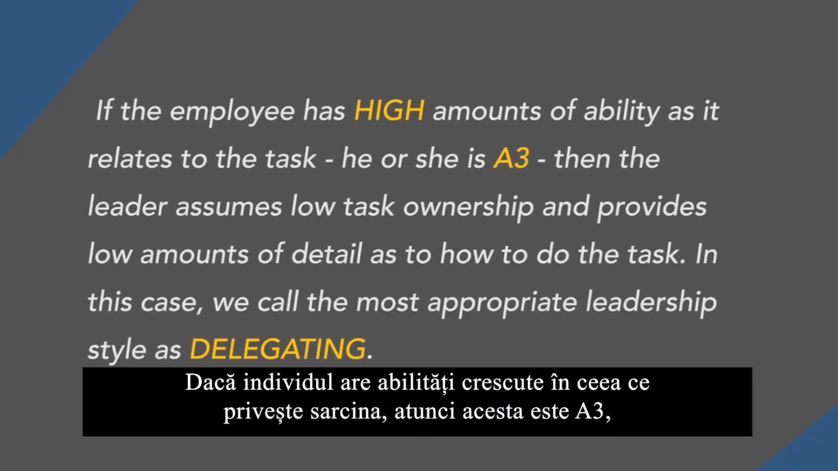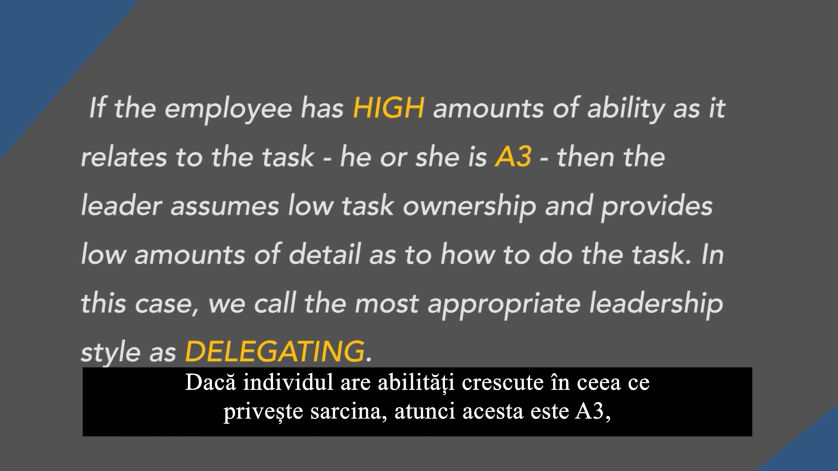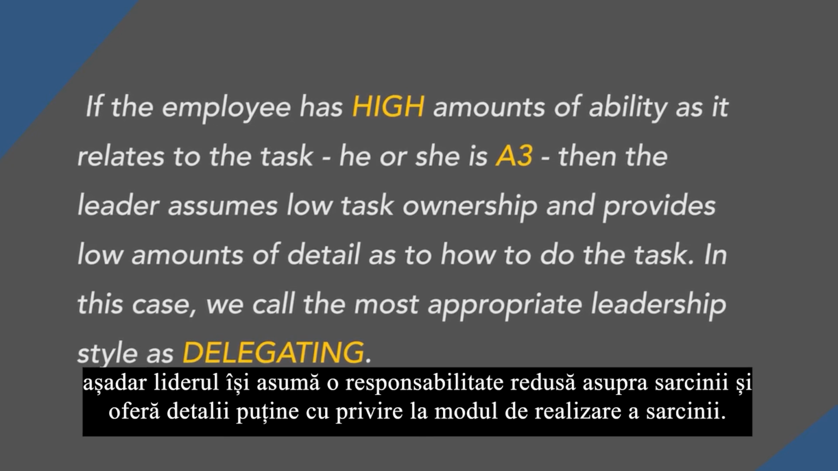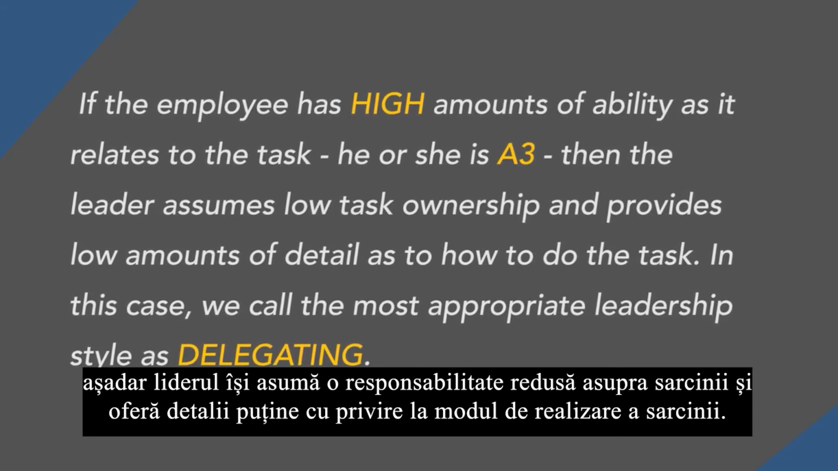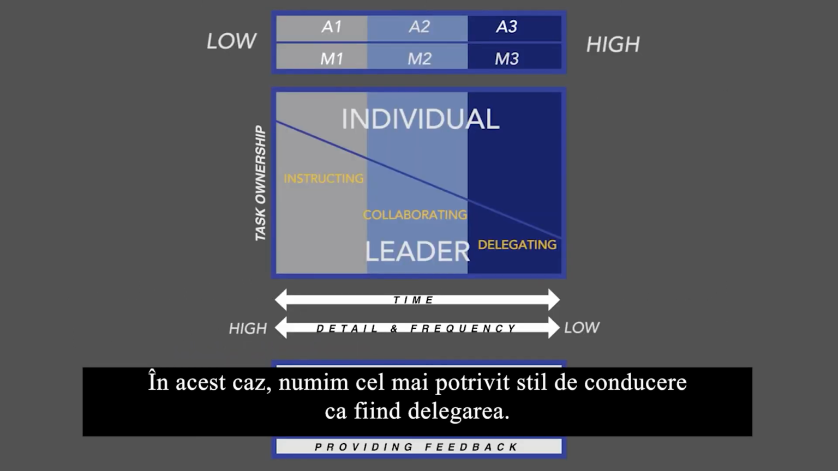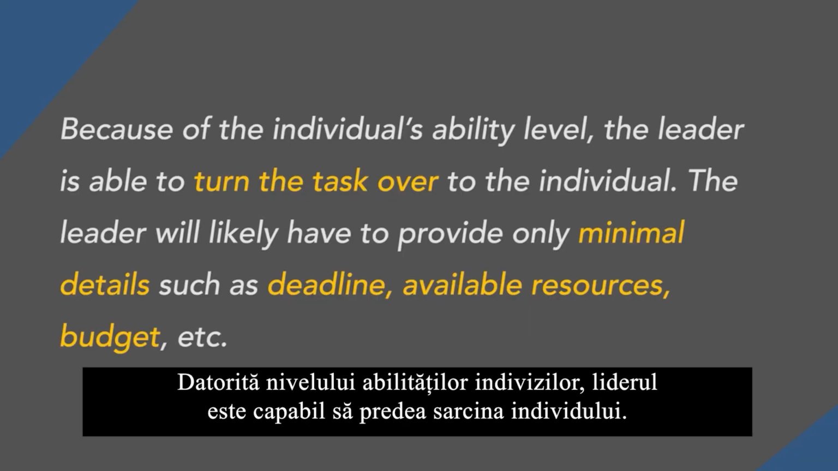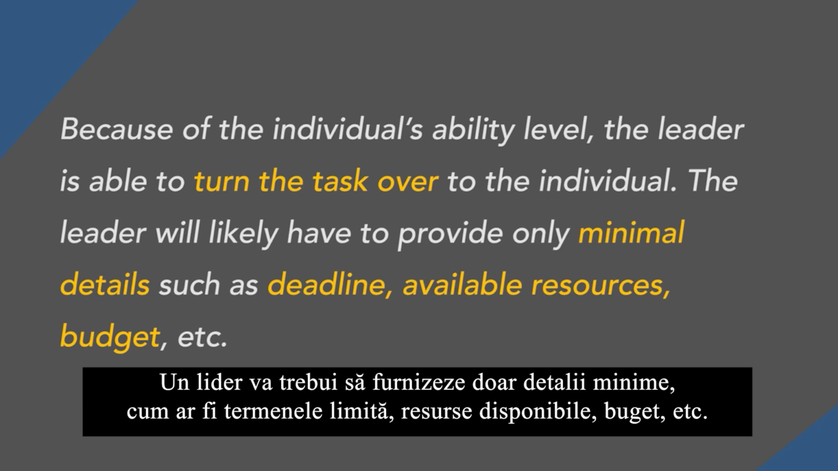If the individual has high amounts of ability as it relates to the task, well then he or she is A3, then the leader assumes low task ownership and provides low amounts of detail as to how to do the task. In this case, we call the most appropriate leadership style delegating. Because of the individual's ability level, the leader is able to turn the task over to the individual. The leader will likely still have to provide just minimal details such as deadlines, available resources, budgets, etc.